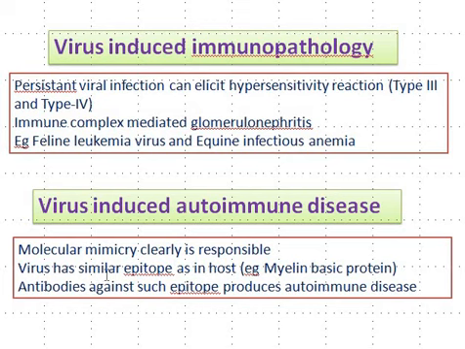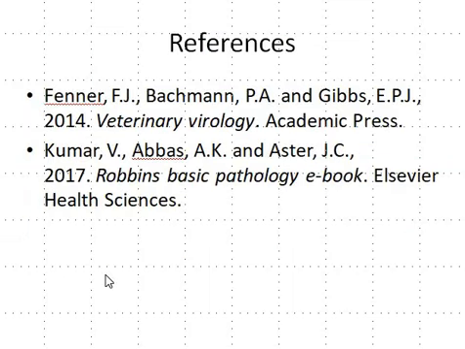Autoimmune disease is just a molecular mimicry phenomenon wherein the virus has an epitope which has exactly similar structure to that of the host cell, like in myelin basic protein. So when such a virus affects the host, there will be formation of antibodies against such epitopes, and these antibodies can destroy the host epitopes as well, and it leads to the production of autoimmune diseases. So these are some of the mechanisms by which viruses cause damage to the host cells.